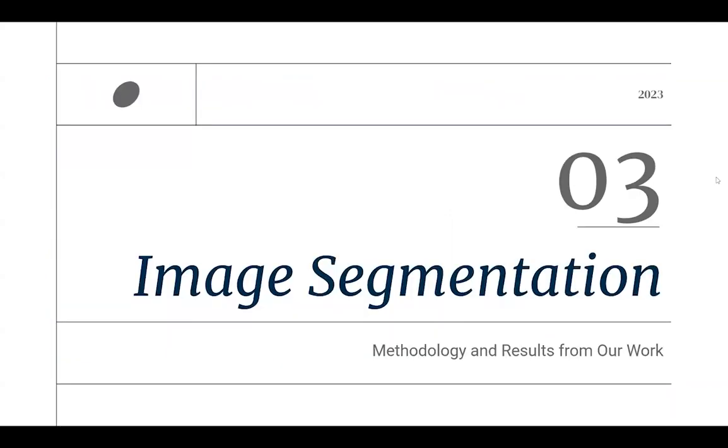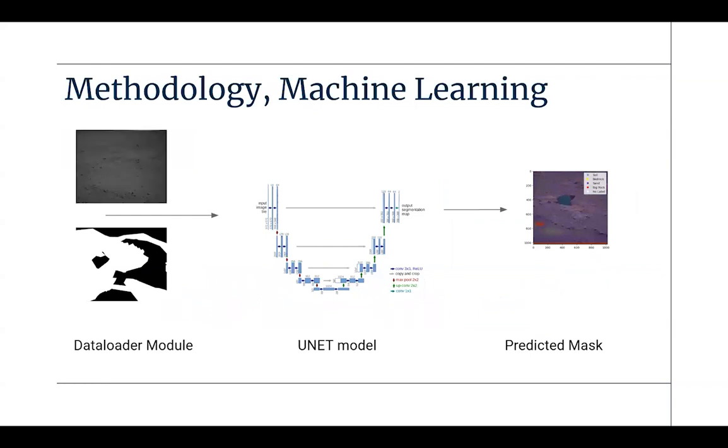So secondly, I'm going to talk about the actual methodology and results for the image segmentation portion of our project. The methodology for the machine learning portion, at a very high level, I'm trying to keep this digestible, without getting into what all the layers are doing in the UNet model, et cetera. But at a very high level, we have a data loader module that is loading in our black and white images of Mars.